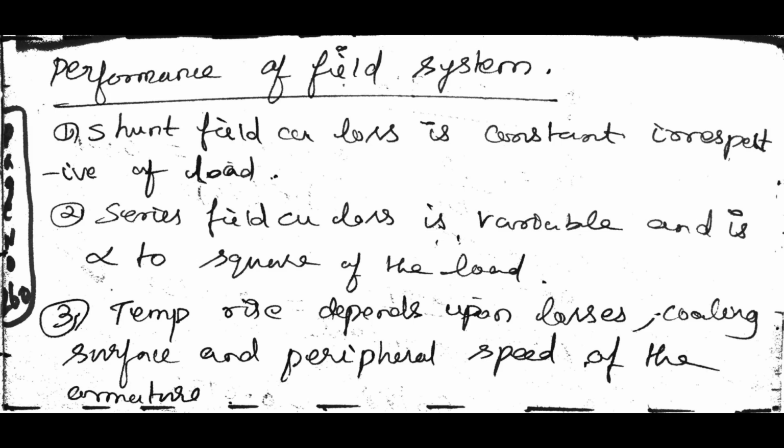Electrical machine design. Performance of field system. First point, shunt field copper loss is constant irrespective of load. Second, series field copper loss is variable and is proportional to the square of the load. Third, temperature rise depends upon losses, cooling surface and peripheral speed of the armature.